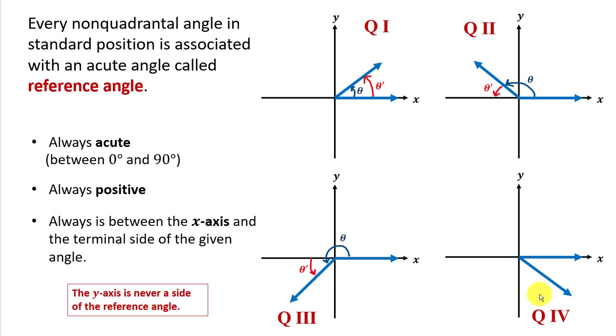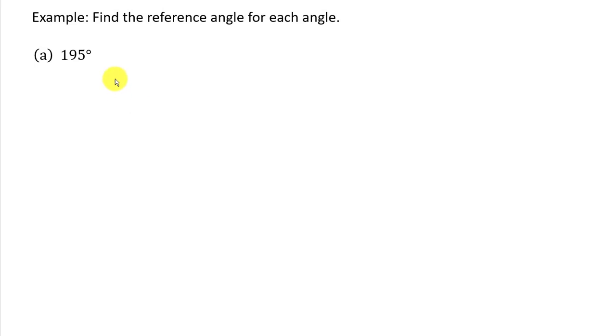And finally, the angle that terminates in quadrant 4. Here's the given angle theta. The reference angle theta prime will be between the terminal side of that angle theta and the x-axis. Since it has to be acute, it must be this angle here. Let's practice. In this example, we will need to find the reference angle for each of the given angles.